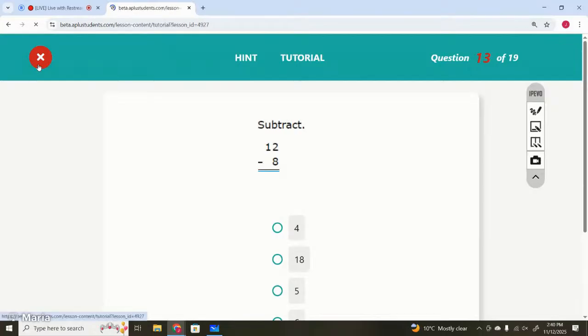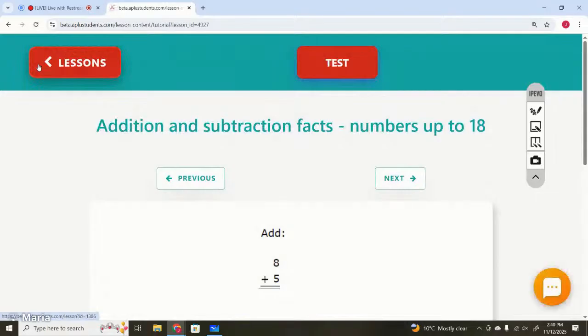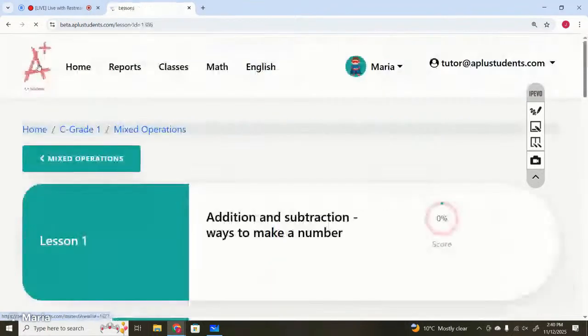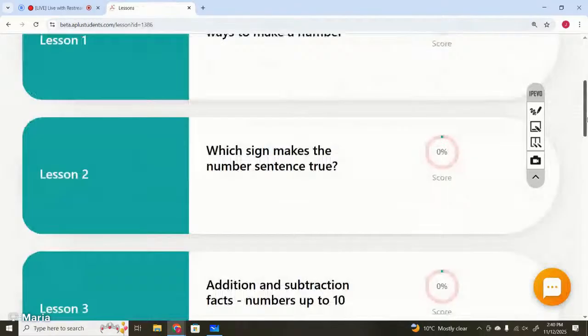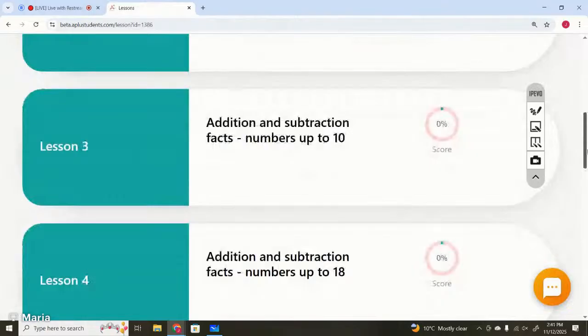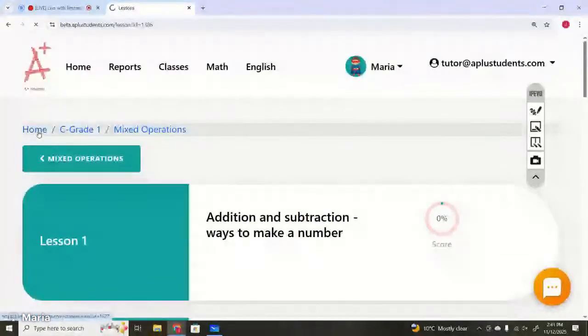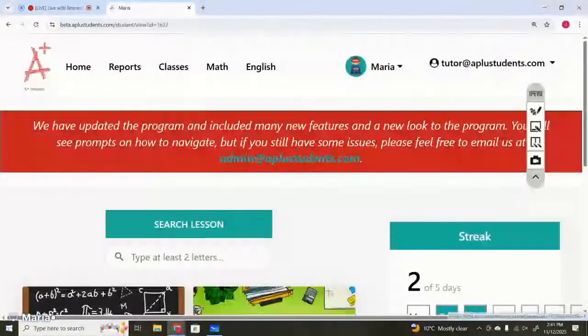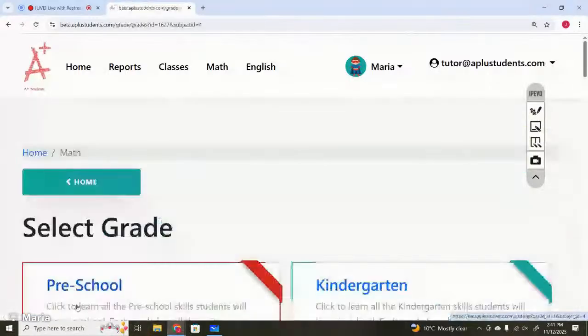So we were working on the chapter, mixed operations. The lessons we have covered today are addition and subtraction ways to make a number, which sign makes this number sentence true, addition and subtraction facts numbers up to 10, addition and subtraction facts numbers up to 18. So please make sure before the next session you complete all the practice questions for the lessons we just did.